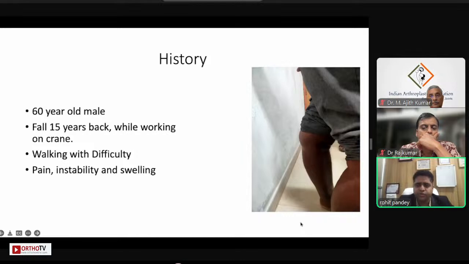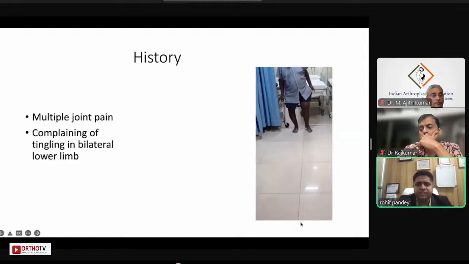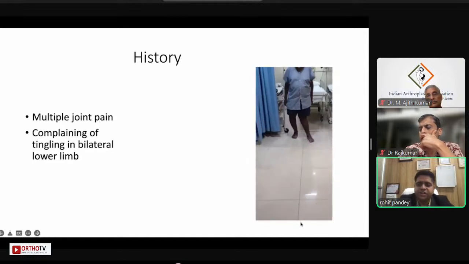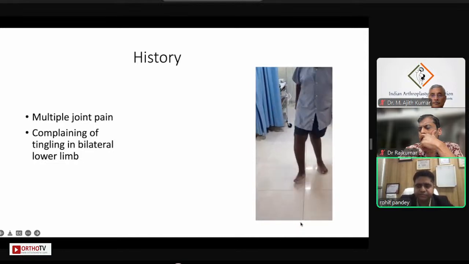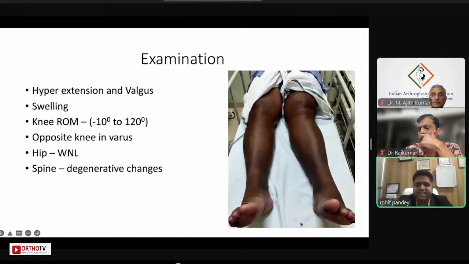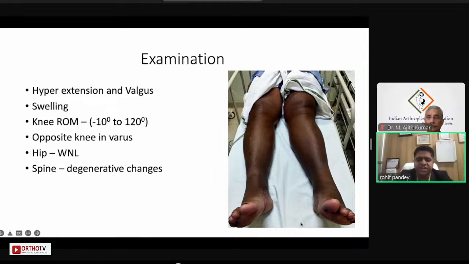From the lateral side, again, you can see there was hyperextension present on the left side. On further history taking, there were joint pains in other joints also, and he complained of tingling in both lower limbs. This is the gait video of the patient. Before the operation, the patient was walking something like this. On further examination, there was hyperextension and valgus on the left side. There was swelling in the knee. The knee range of motion was from -10 to 120 degrees. The opposite knee was in varus. The hip was within normal limits, and there were a few degenerative changes in the spine.